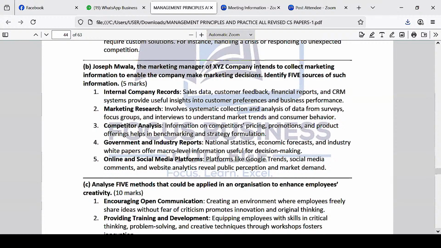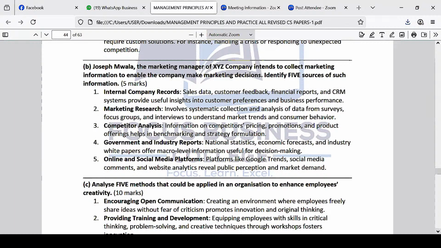Joseph Mwala. The marketing manager of XYZ company intends to collect marketing information to enable the company make marketing decisions. Identify sources of such information. So you want to collect information about marketing. So the question asks, in which areas can you be able to collect such information? Or where do you get this marketing information? Where can you get them?